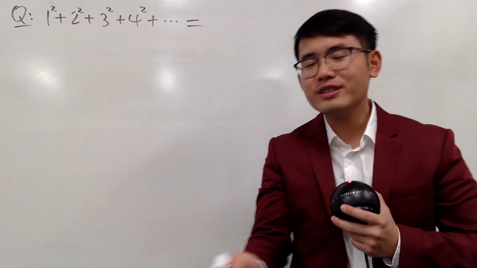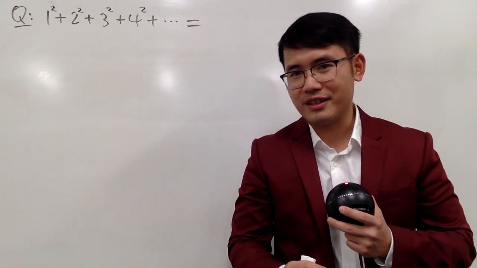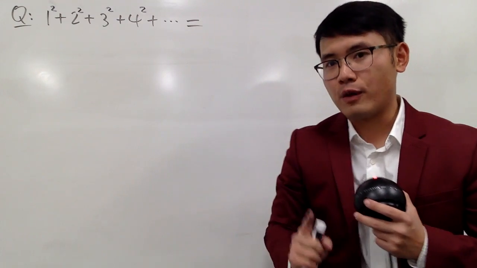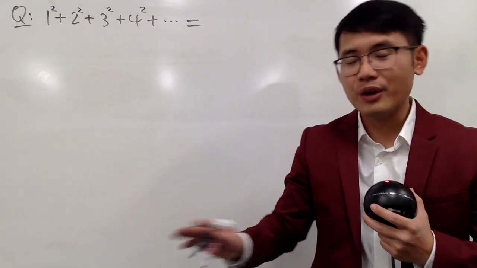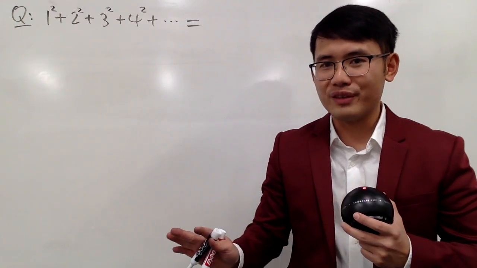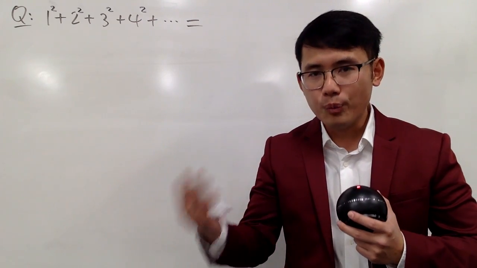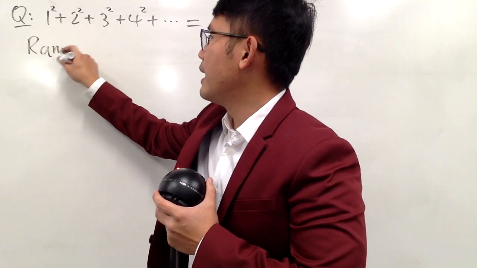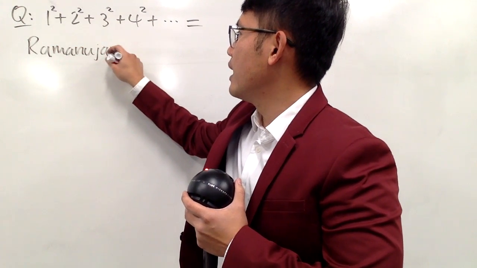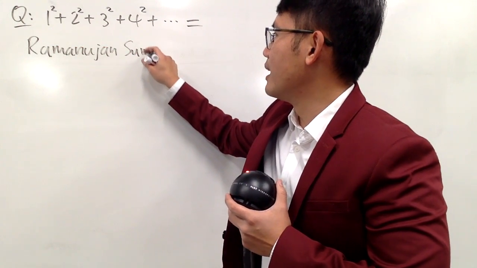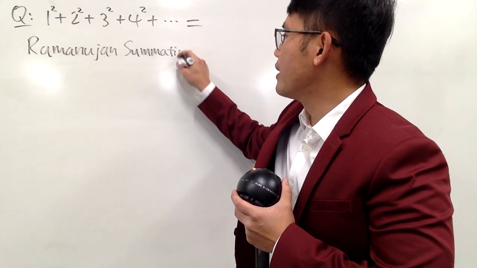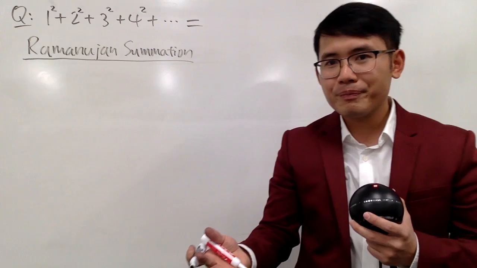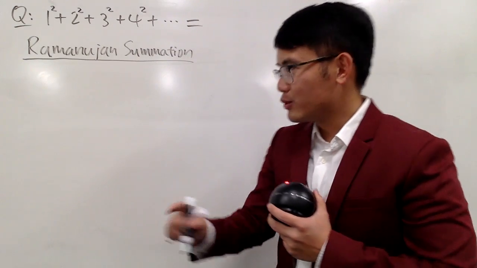Two ways, just like the negative 1 over 12 video I did, okay? First way, you can simply say this right here diverges. If you're in Calc 1, Calc 2, that's totally fine. That's so wonderful, okay? But if you want to do more, you can use what we call the Ramanujan summation formula. And this right here is just a way to assign a value to a divergent series. And I'll write down the formula for you guys.